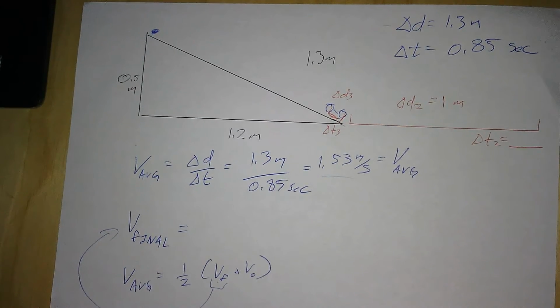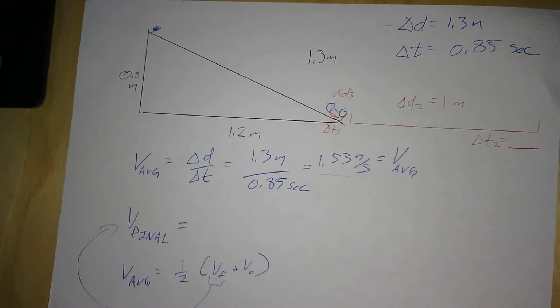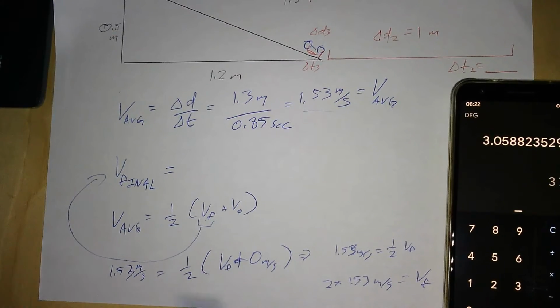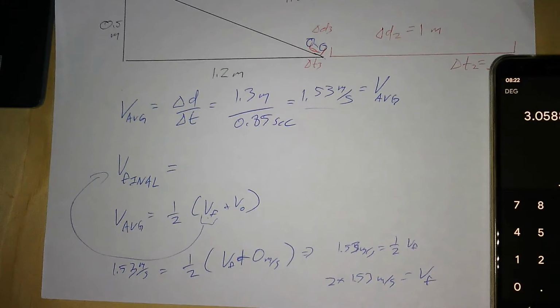Okay, so what we're going to get is 1.53 equals 1/2 V final, multiply both sides by 2. Okay, and that will give us our new number. Okay, so like I said, I kind of fell off a screen here. So 1.53 equals 1/2 V final plus 0. So 1.53 equals 1/2 V final. The 0 falls off. Multiply both sides by 2 and we get 3.05.